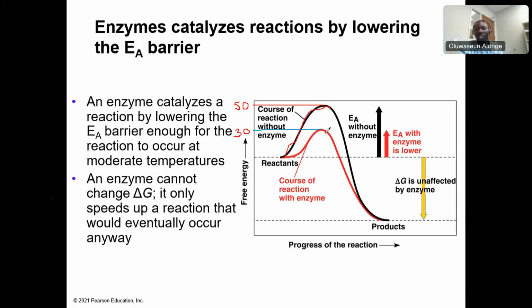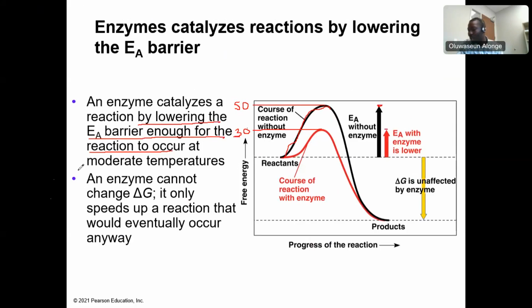Now, what has happened is that the activation energy has reduced. You see, it has reduced from 50 to 30 because of the enzyme. Here, this requires higher activation energy. This requires lower activation energy. So what an enzyme does is lower the activation energy for a reaction to take place. So an enzyme catalyzes a reaction by lowering the activation energy barrier enough for the reaction to occur, even without increasing the temperature beyond normal.